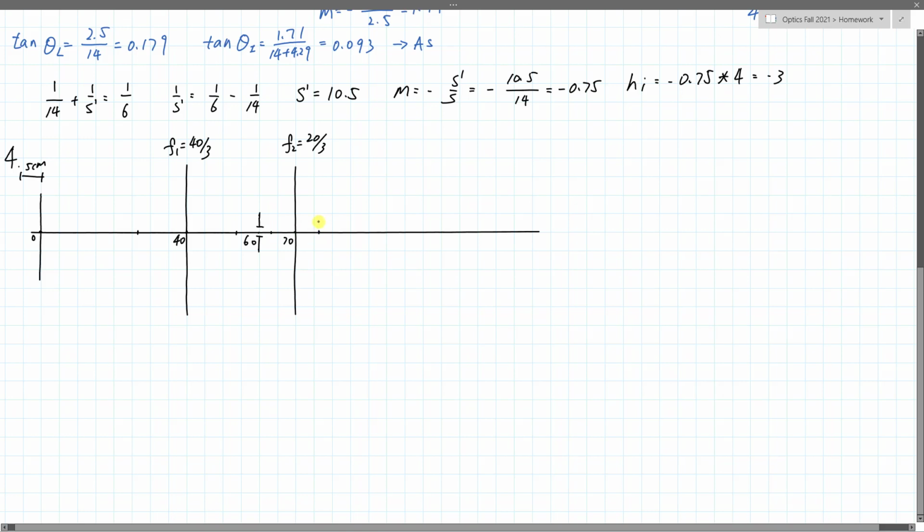Okay, all right. So of course the object is over 2 focal lengths away, so it's going to show up as an inverted and minified image between 1 focal length and 2 focal lengths away. So let's calculate that. So 1/s' is equal to 1/(40/3) minus 1/40. So it's 3/40 minus 1/40, which is 2/40.